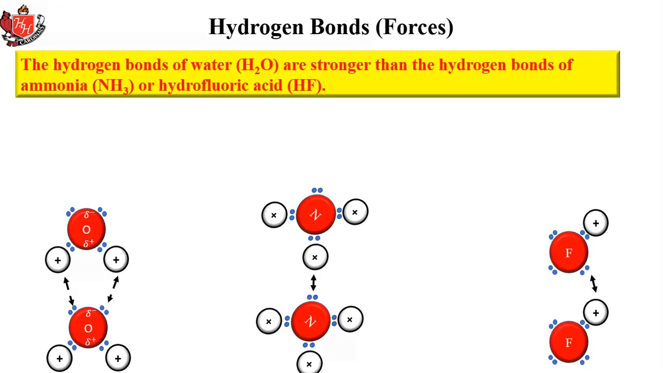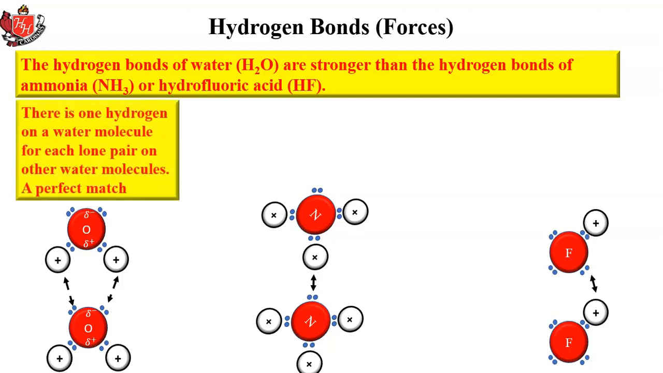Okay, now the hydrogen bonds of water, H2O, are stronger than the hydrogen bonds of ammonia, NH3, or hydrofluoric acid, HF. Why would that be? Over on the left, there's one hydrogen on a water molecule for each lone pair. So you'll notice there's a 2-to-2 match right there. There's 2 protons on one of the water molecules that's connecting with 2 lone pairs. So it's a perfect match. Everybody has a dance partner.